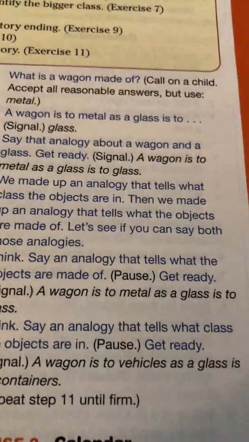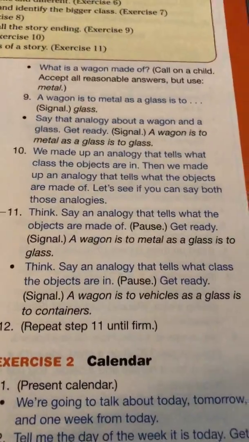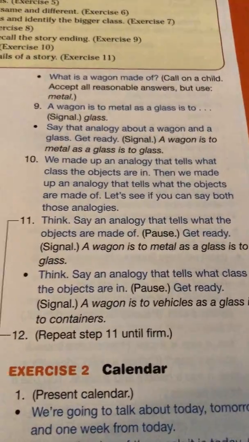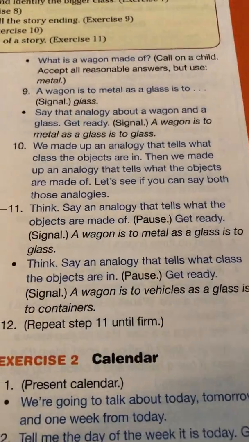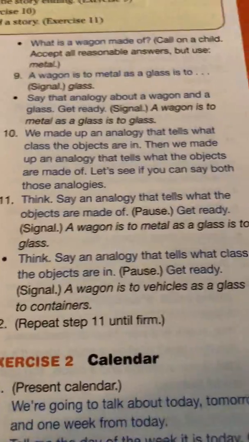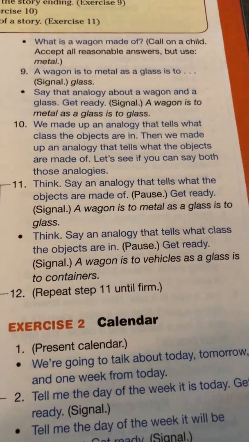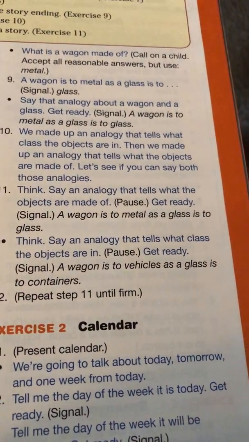So we made up an analogy that tells what the objects are made of, and one that tells what class the objects are in. First, we made up an analogy that tells what class the objects are in. And then we made up an analogy that told what the objects are made of. Let's see if we can say both of them.